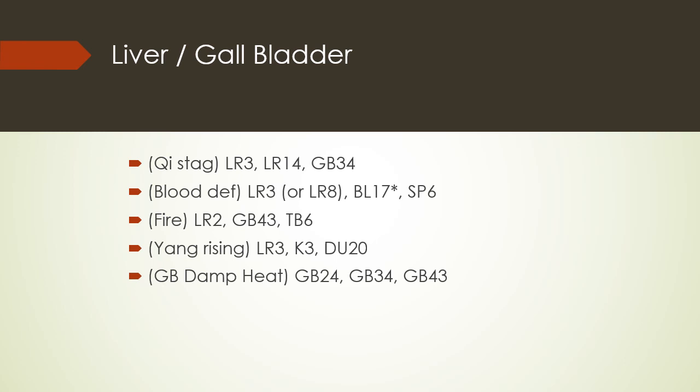Yang rising is closely related to wind, and so we will see these Du Mai points used for yang rising as well. For gallbladder damp heat, typically gallbladder damp heat arises with rib side pain, gallbladder problems, and so you'll see gallbladder 24, which is the mu point, gallbladder 34, which is the he-sea point, and also gallbladder 43, which clears heat from the gallbladder.